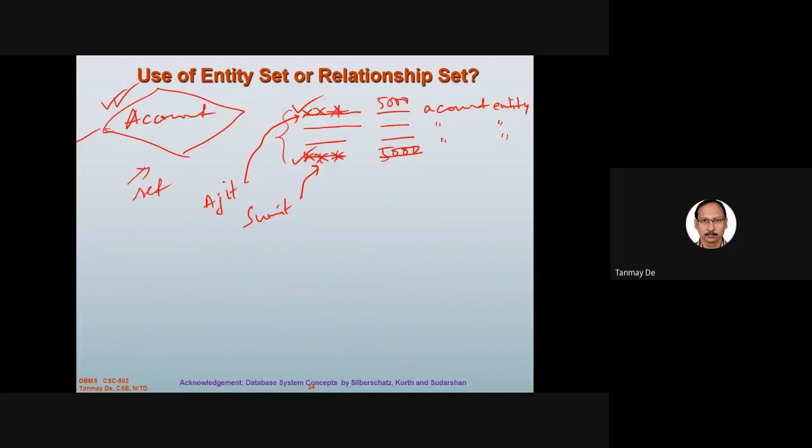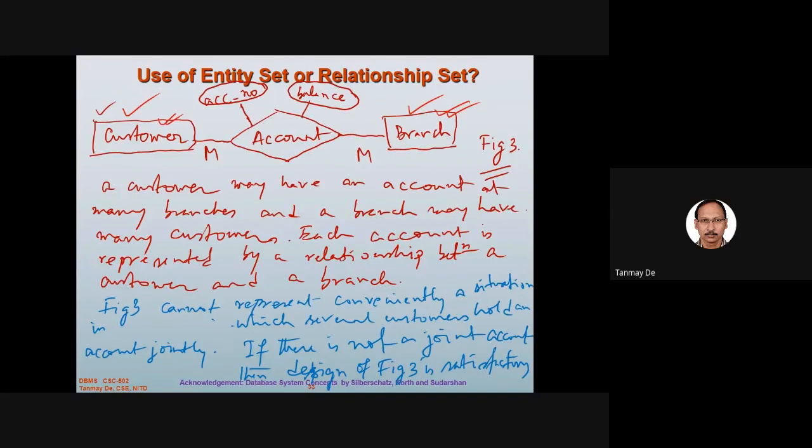Sorry, here I wrote entity; it is not the entity, it is a relationship in this case. You got my point or not? By this figure, it is not possible to say that a particular account is held by any number of customers and can also be associated with any number of branches.